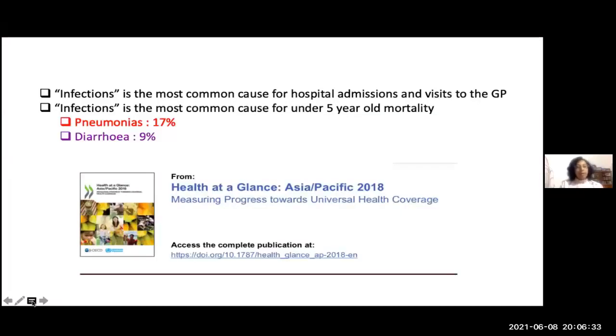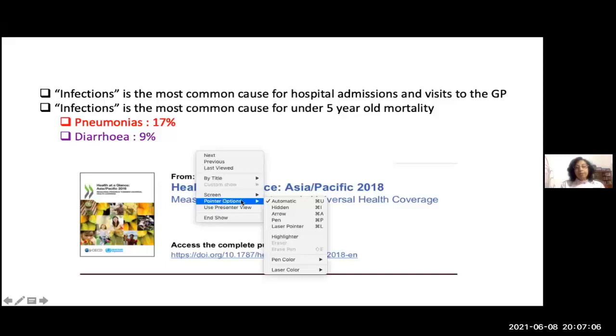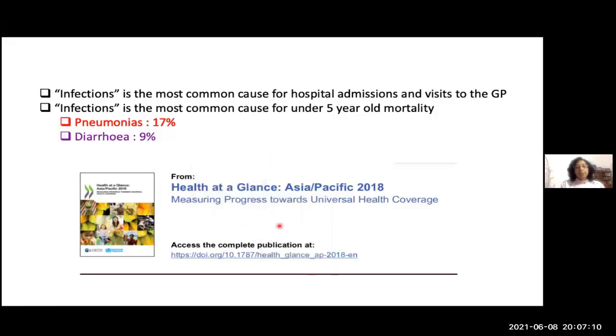Okay, now, as you may know, infections are the most common cause for hospital admissions worldwide, and also visits to general practitioners. And infections are the most common cause for under 5-year-old mortality as well. Out of the infections, pneumonias account for about 70% of child deaths, whereas diarrheal illnesses contribute about 9% of child deaths. According to the statistics of the World Health Organization, these are the figures from 2018, and it's a major problem, especially in the Southeast Asian region.